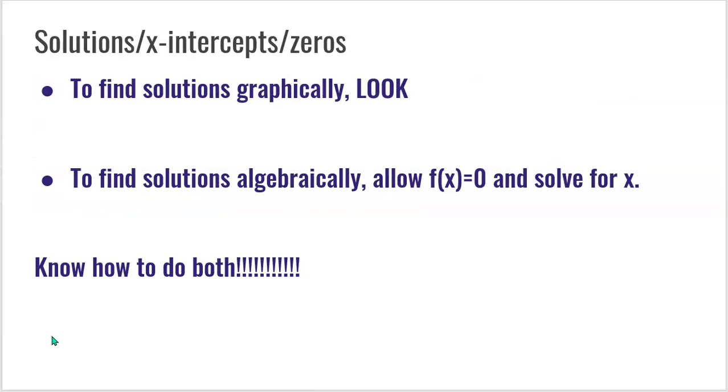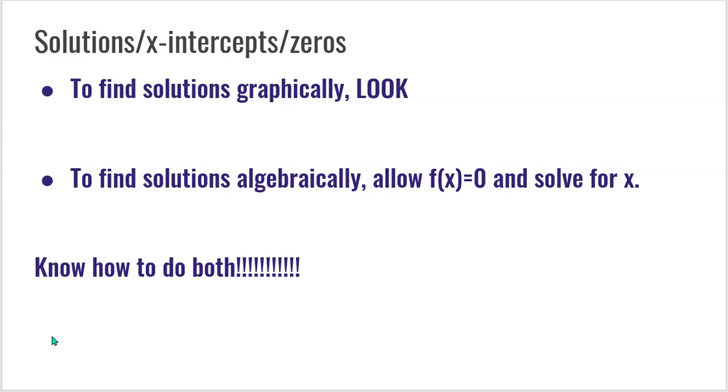All right, next up, let's talk about solutions, x-intercepts, and zeros. These 3 things are all the exact same. They are where the graph crosses the x-axis. These points are known as solutions. Really, really important. The key thing is that y equals 0. The function equals 0. When you're trying to figure out where you cross the x-axis, you know for sure that the output, the y value, is 0.